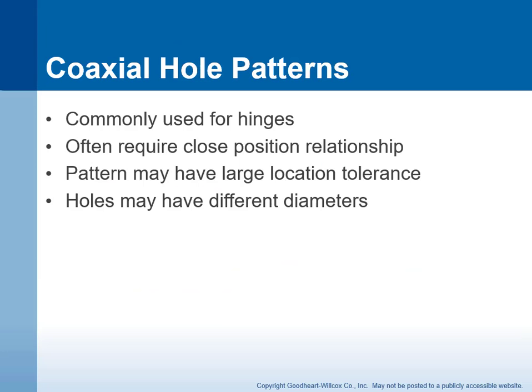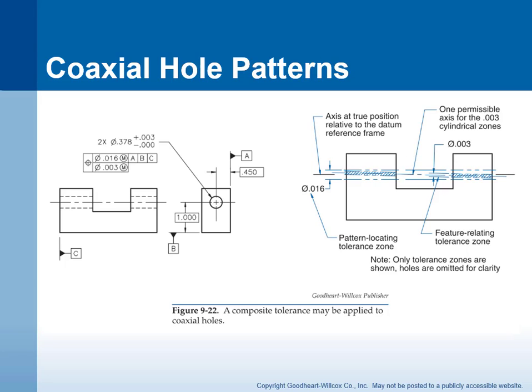Okay, so let's talk about coaxial hole patterns. This is a tolerance that's typically used for hinges. It often requires close position relationship, and the pattern may have a large location tolerance, and the holes may have different diameters, so it can be tricky. So here is a coaxial hole pattern.